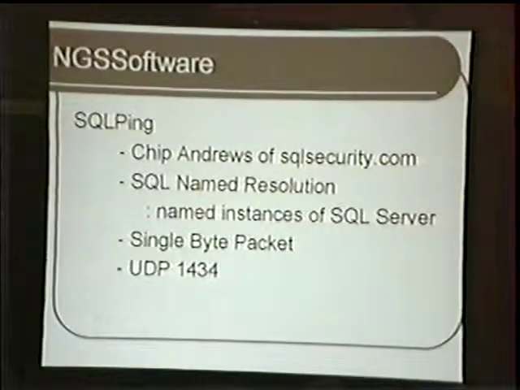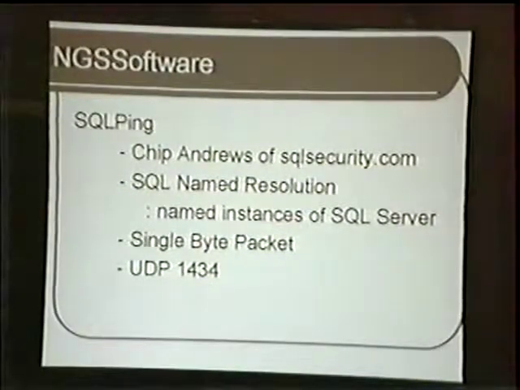Now, SQL Ping is a nifty little utility created by Chip Andrews of SQLsecurity.com. Chip's a great bloke, and he has a great site as well. If you are responsible for securing Microsoft SQL database services, bookmark this site, put it in your favorites. It's definitely worth a read. Lots of good information there and a discussion board as well. So anyway, Chip Andrews released this tool called SQL Ping.